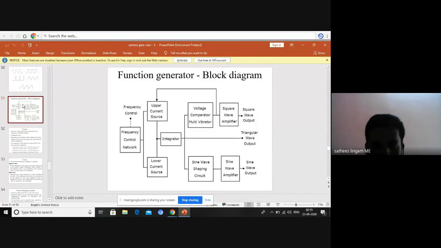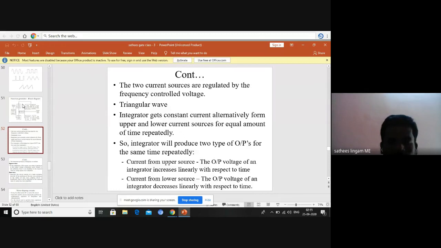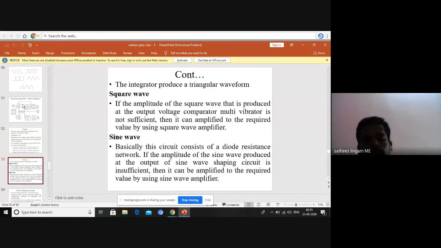Okay, you got it. Now the second one is the sine wave. Basically the circuit consists of a diode resistance network. If the amplitude of the sine wave produced as the output of the sine wave shaping circuit is insufficient, then it is amplified. Here they are cleverly using a diode resistance network. A diode conducts when forward biased and does not conduct when reverse biased. In the forward direction it has zero resistance, and in the reverse direction it has infinite resistance, like a switch. We discussed the normal diode in the very first class.